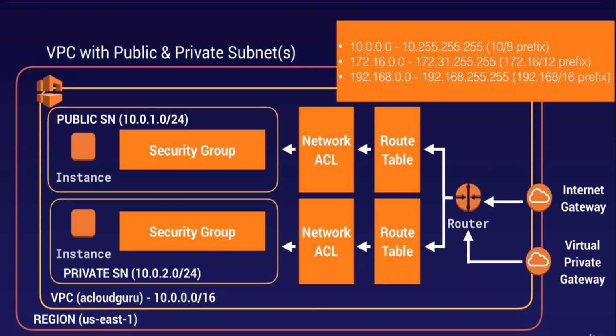Then in case you have a VPN, VPN is a private connectivity, an intranet kind of connectivity. So if you have private connectivity, you go with something called VPN, virtual private network, or virtual private gateway.